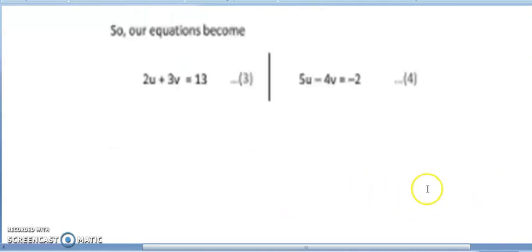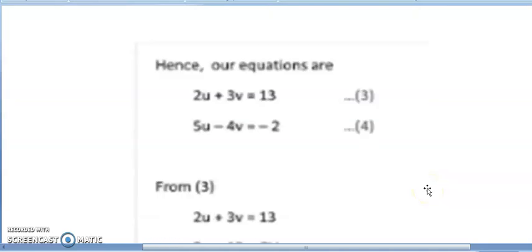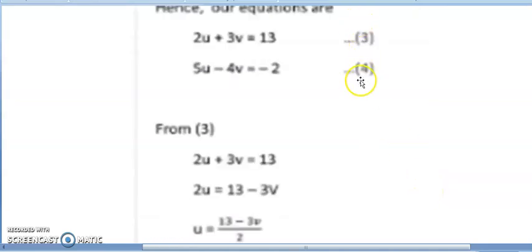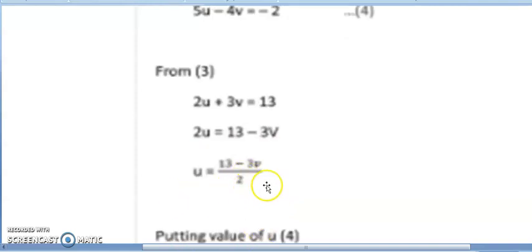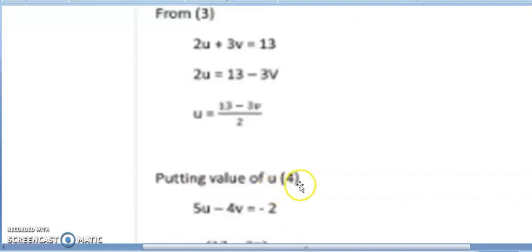Okay. Now what are we doing? We are using the method of substitution and solving. Okay. So this is my third equation, fourth equation. From the third equation, what do I have? 2u plus 3v is equal to 13. 2u is equal to, send this plus 3v that side, so minus 3v. Now u is equal to 13 minus 3v, and the 2, if it goes that side, becomes divided by 2.